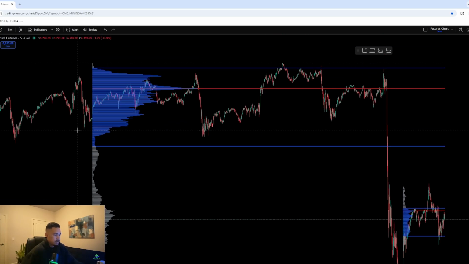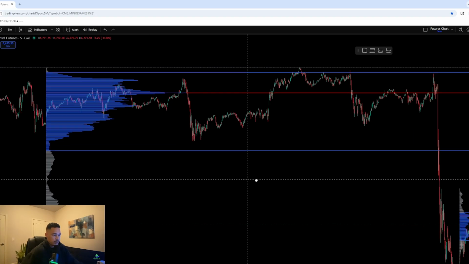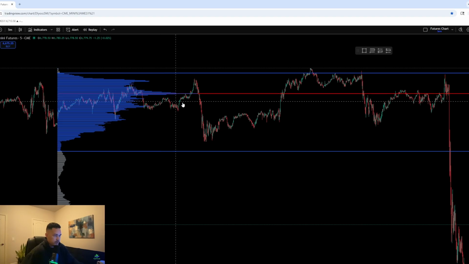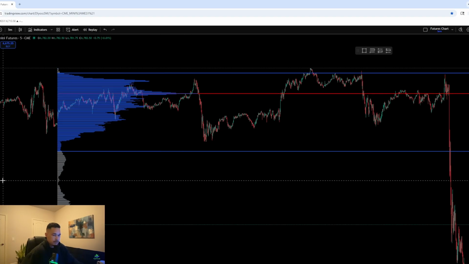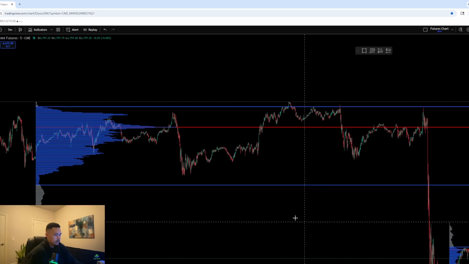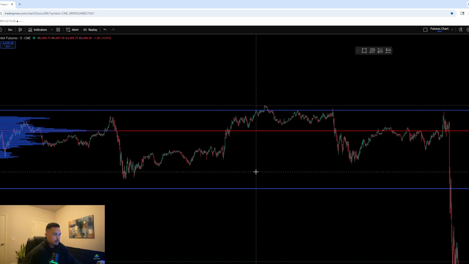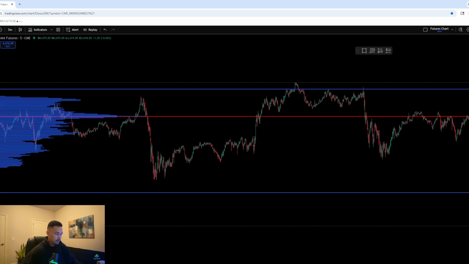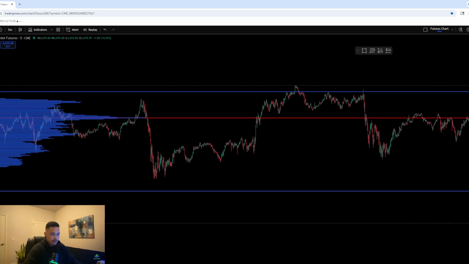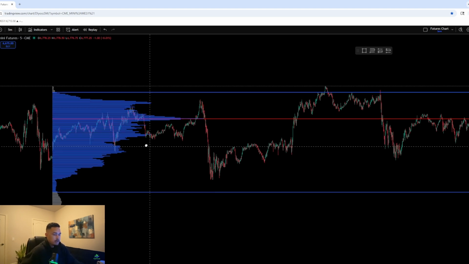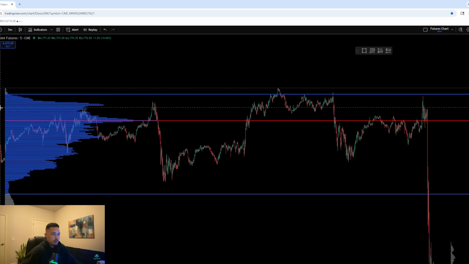This helps me gauge where possible support and resistance is located, based on how much volume is traded at certain price points. So this definitely helps me determine where price is most likely to navigate to and either trade through and bounce off or reject and reverse. So we're looking at this weekly profile.